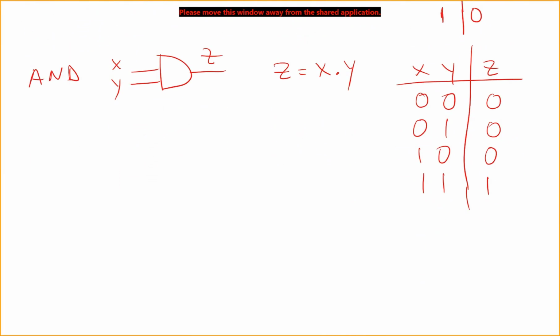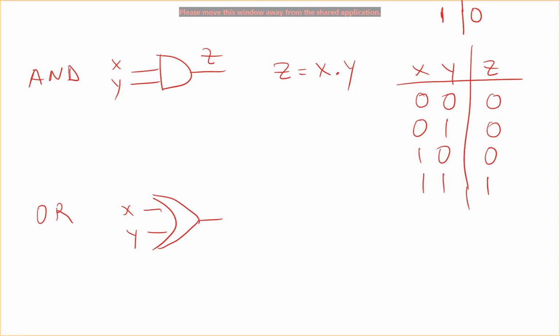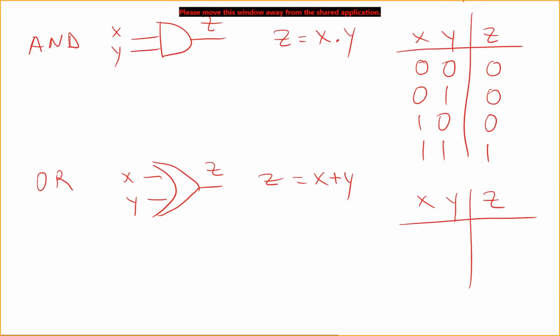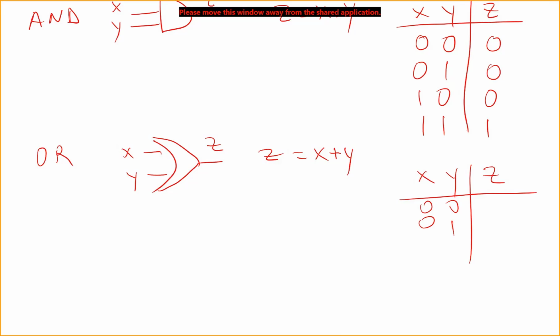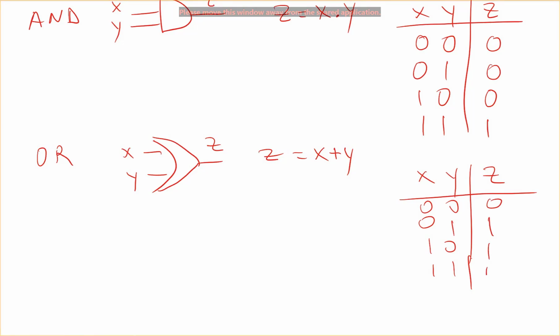And the last logical gate is the OR gate. Again, X and Y are our inputs. This is our OR gate symbol. Let's say Z is my output. Then the Boolean equation is Z is equal to X or Y. And let's write the truth table for the OR gate. Again, I need to write all possible input combinations, and then my output Z is 0 in this case and 1 in the other cases. So for the OR gate, the output is 0 if and only if all the inputs are 0. The output is 1 if any of the inputs are 1.